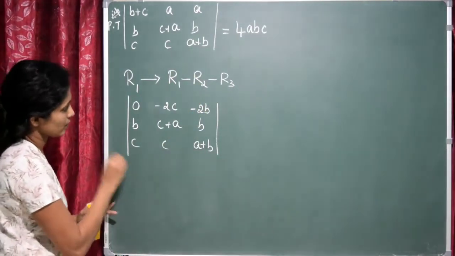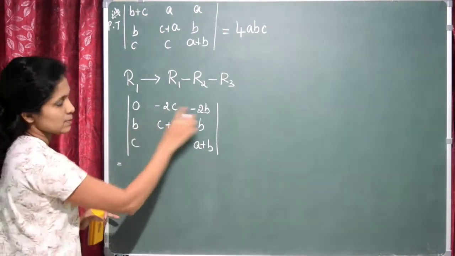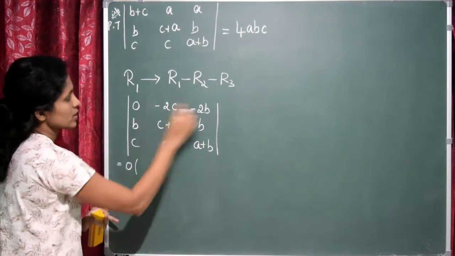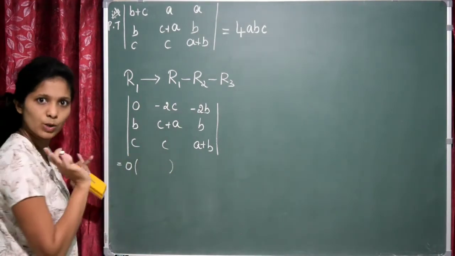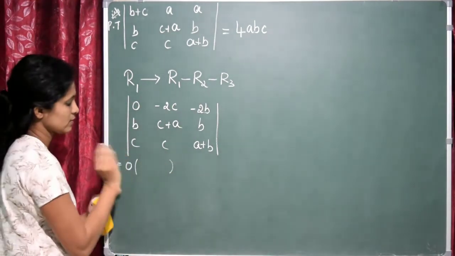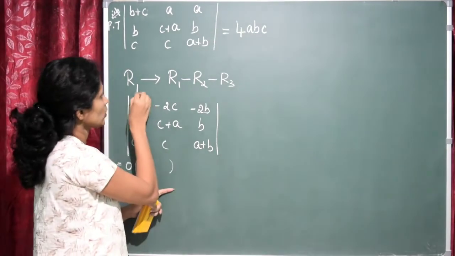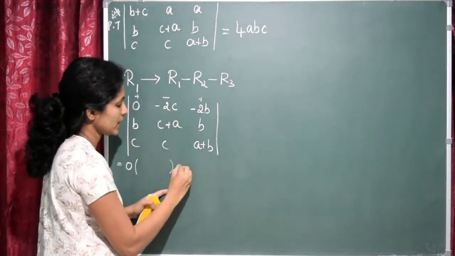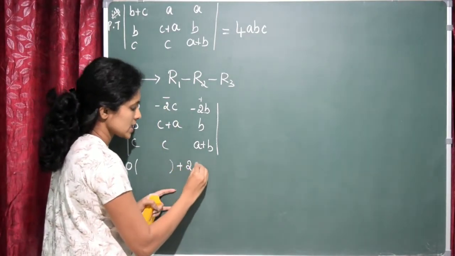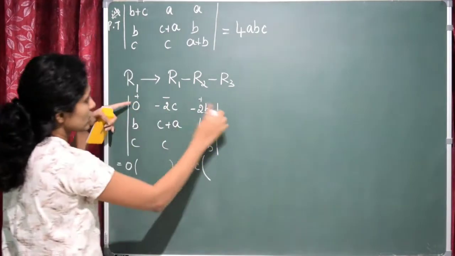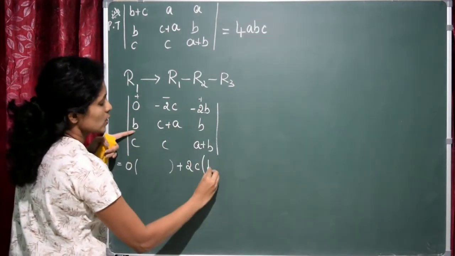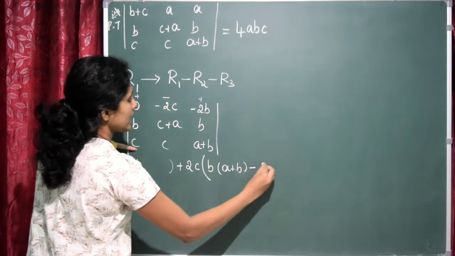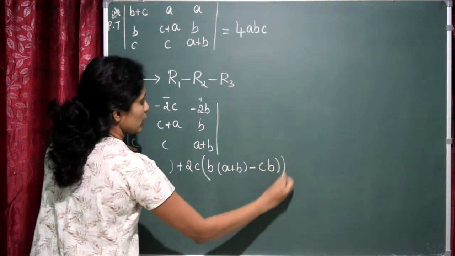Now I'll expand along the first row. So this is 0 into something, so it will be equal to 0. No need to write this one. Now you know that the signs are plus, minus and plus. So minus into minus will be plus: this is plus 2c into, delete first row and first column, multiply this. So this is b into a plus b, minus c into b. I hope you are getting this one.